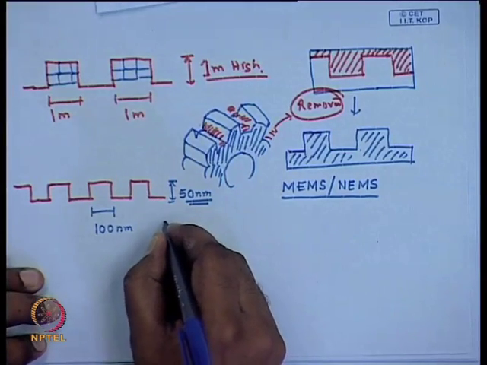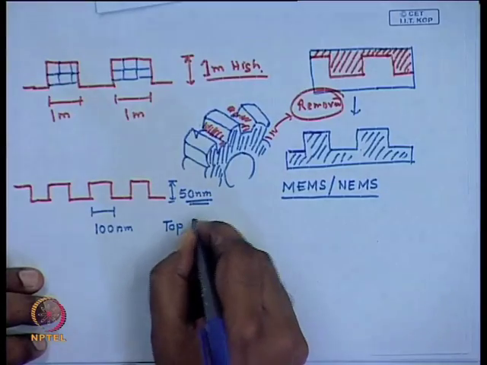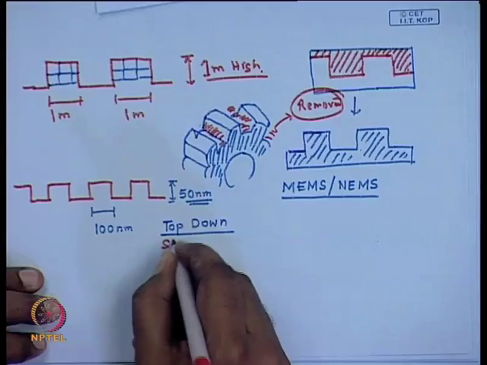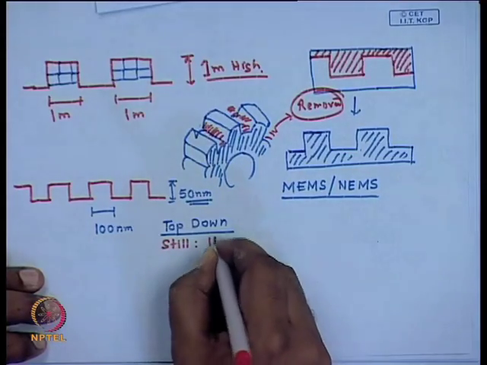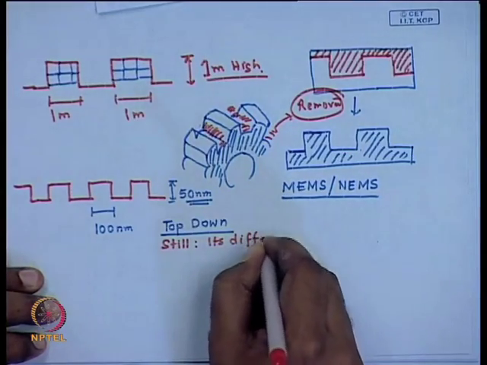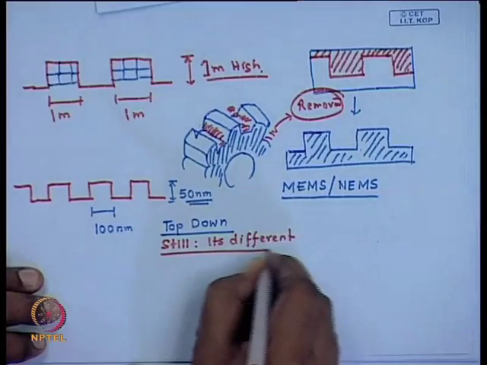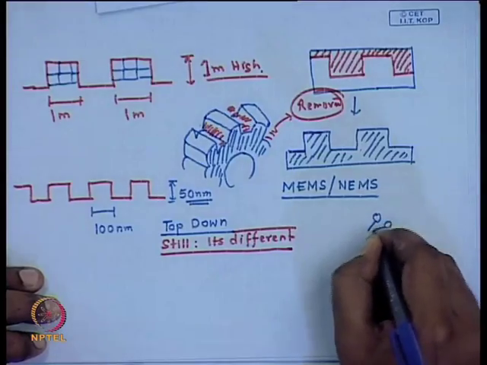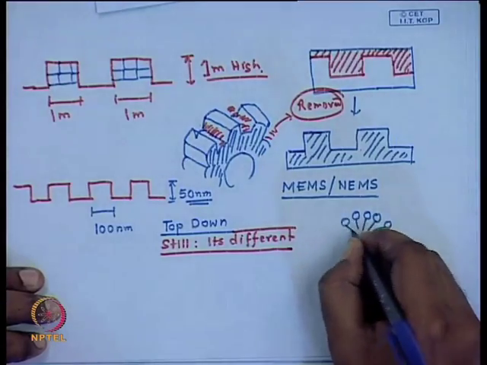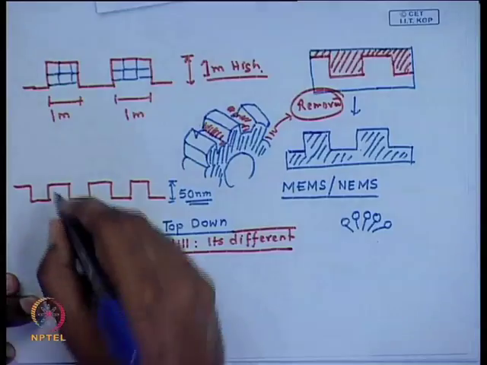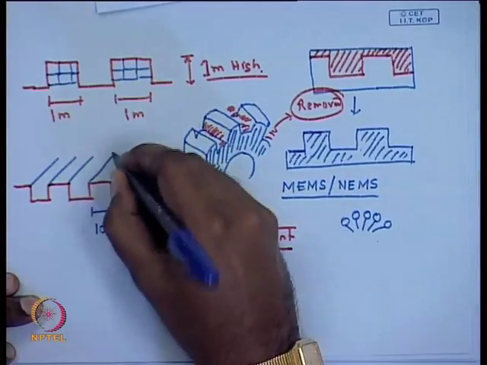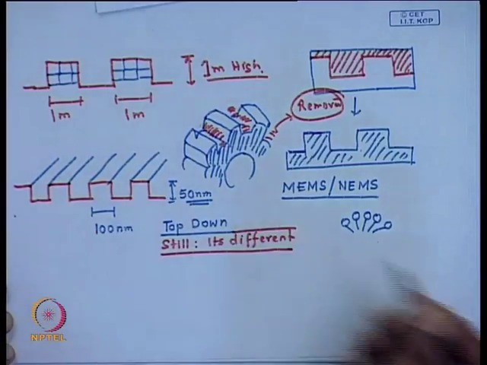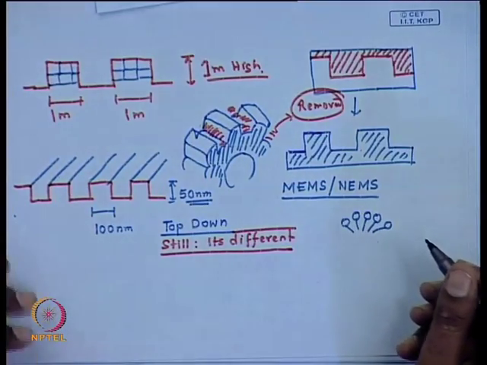So, here it remains top down, but still it is different. Bottom up, of course, we have seen that you can create some desired structures, but whether you can really create something as sharp as a structure like this, that is debatable. That is still at the research level. People are working on it because it offers a lot of flexibility. There are a lot of things you can do.